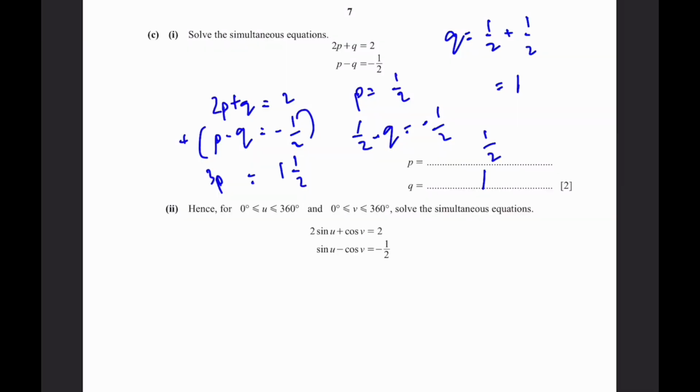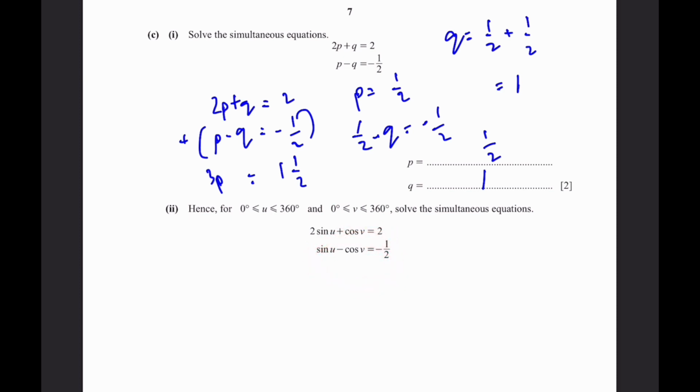2. Hence, for 0 degrees less than or equal to U, less than or equal to 360 degrees, and 0 degrees less than or equal to V, less than or equal to 360 degrees, solve the simultaneous equations. 2 sine U plus cos V equals 2. Sine U minus cos V equals minus half.